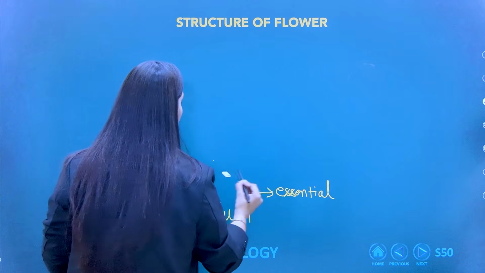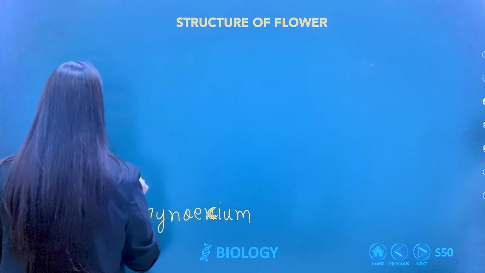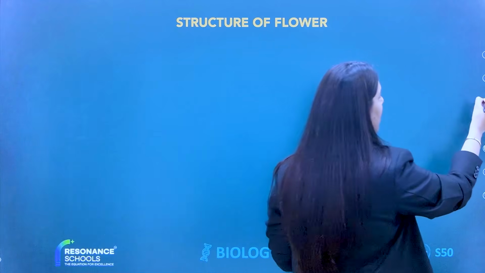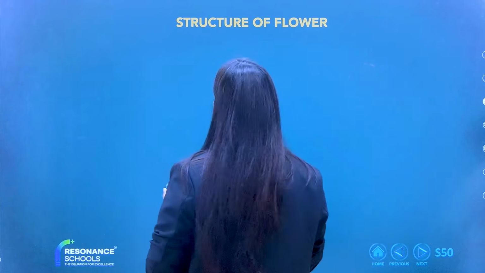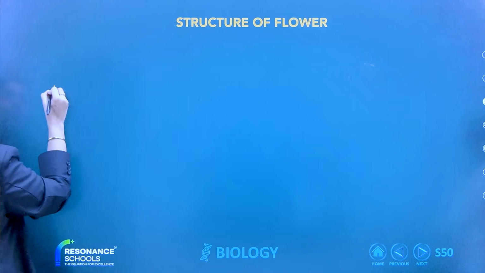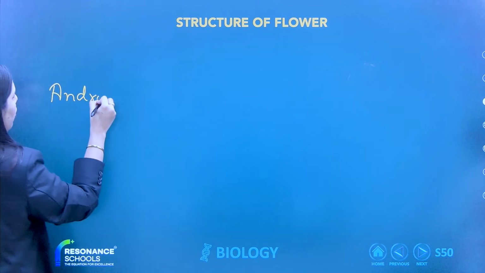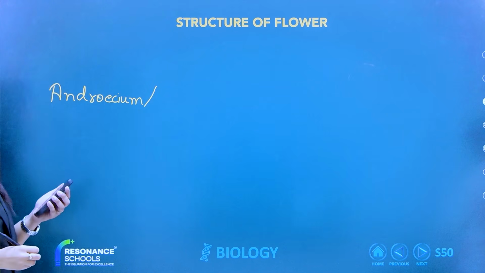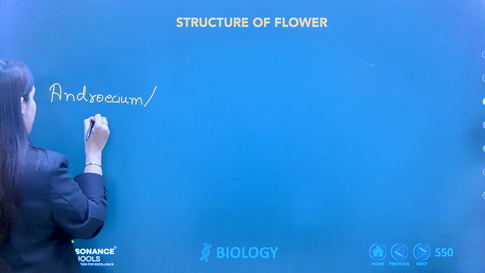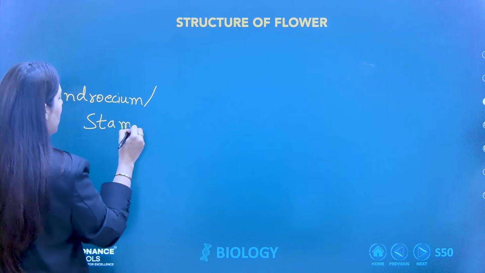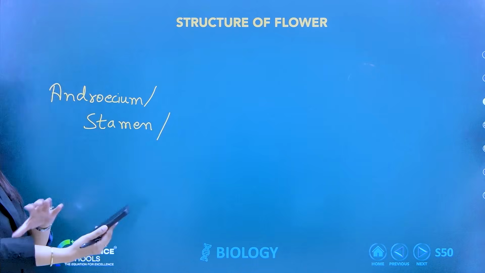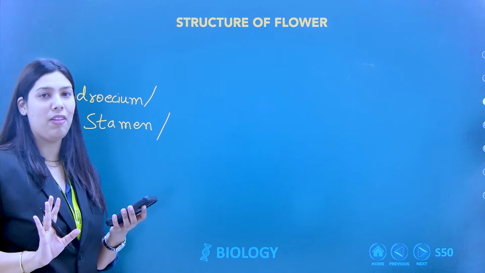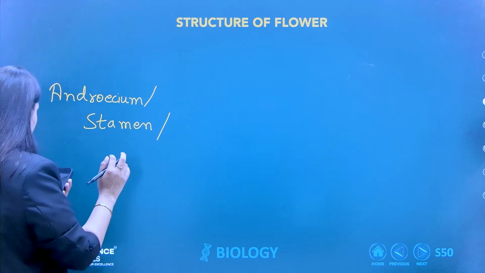Now, the androecium. What about the androecium, you all know? The androecium is made up of what? Filament and anther. Correct? What is another name for the androecium? Another name for androecium is stamen. I need more names; two names are not enough for me. What is the other name? Male reproductive part. Correct?